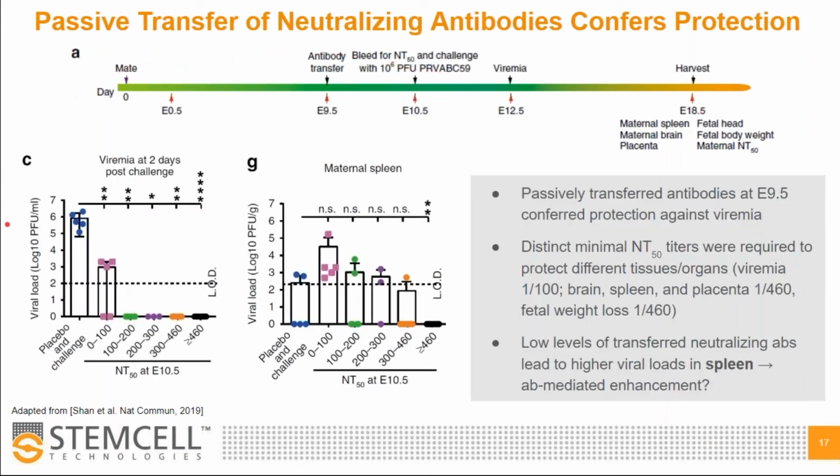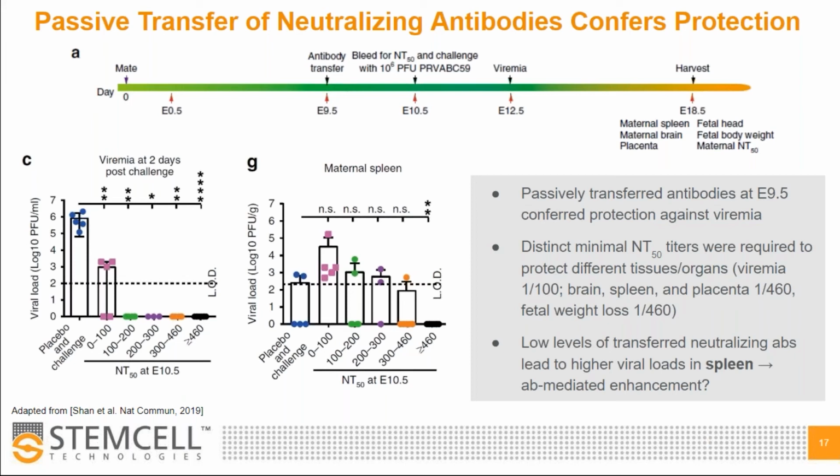So they subdivided the mothers based on their neutralizing antibody titers as determined on E10.5 into 5 groups with differing neutralizing antibody titers, as you can see in the x-axis of these two graphs. And then they looked at what the minimum neutralizing antibody titer necessary was to protect the mothers from viral load in these different tissues.